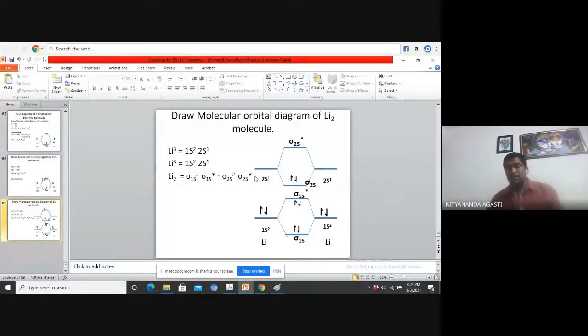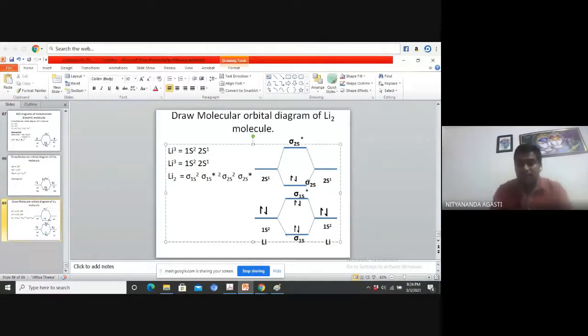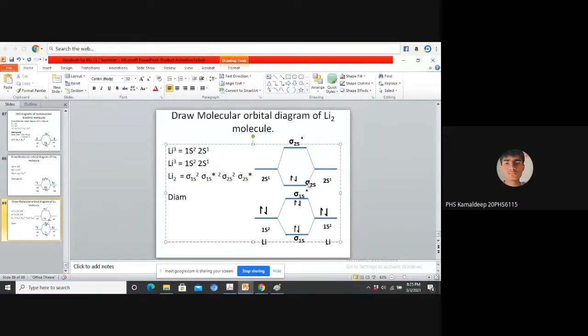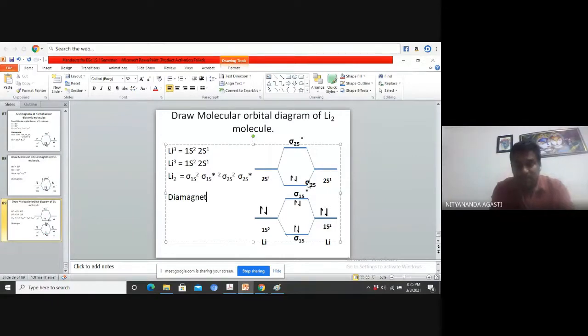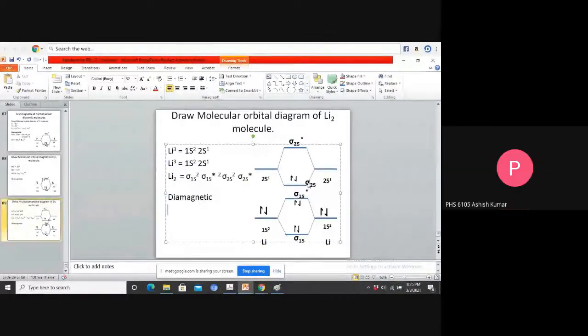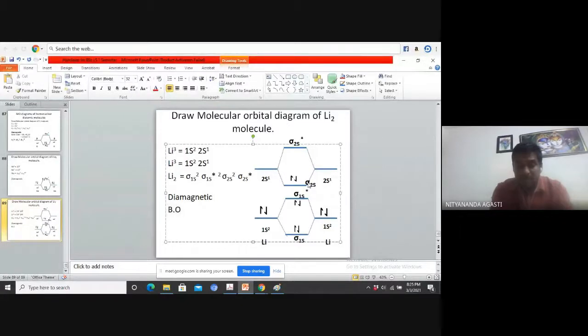Now what are you predicting? What about magnetic behavior? Anyone, please? What will be its magnetic behavior? In examination, a question can be asked: draw the molecular orbital diagram of lithium-2 molecule and predict its magnetic behavior. Is it diamagnetic or paramagnetic? It's diamagnetic. Very right. And bond order is 1. Bond order is 1. So that's how you go.